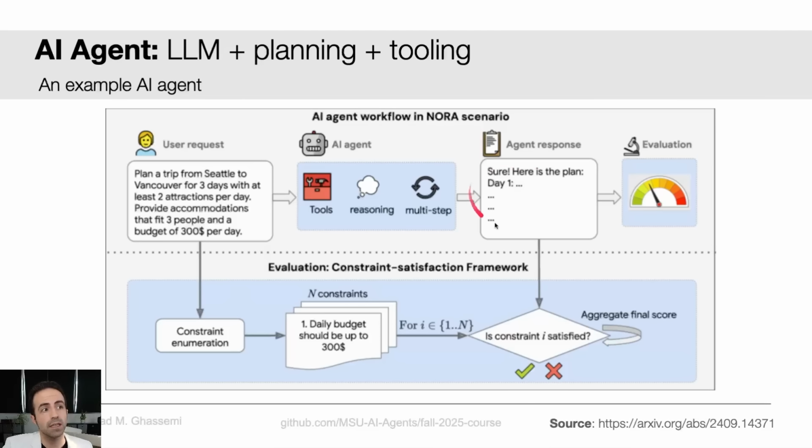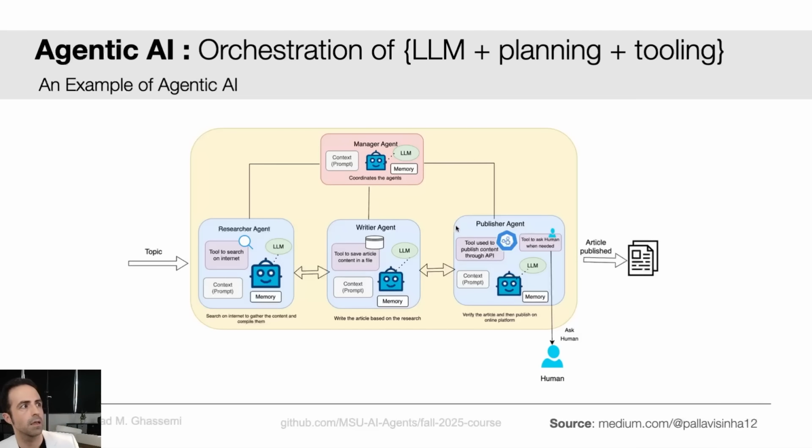Now, these get checked against the constraints that were separately extracted here. And if all constraints are met, fantastic. We move forward. If they're not met, maybe we repeat the process. So this flow is an agentic workflow, an agentic solution to a problem, which you can see is far different from just asking an LLM directly to give you the trip plan from Seattle to Vancouver. So that's an AI agent.